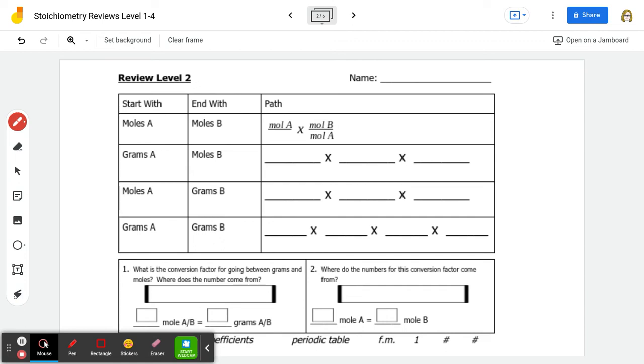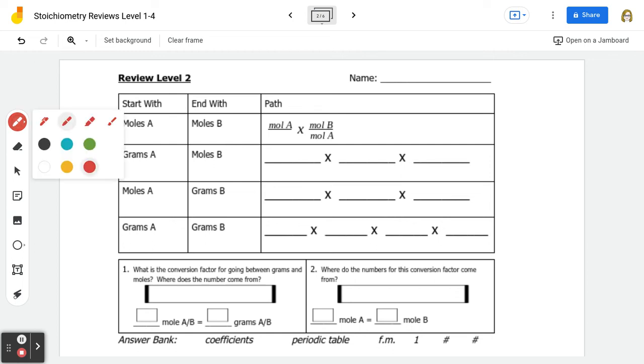Ms. Munoz here with Stoichiometry Review Level 2. And on this assignment, you're really not dealing with any numbers at all. You are simply setting up the path with A and B only. So this is to help you get your problem set up only.